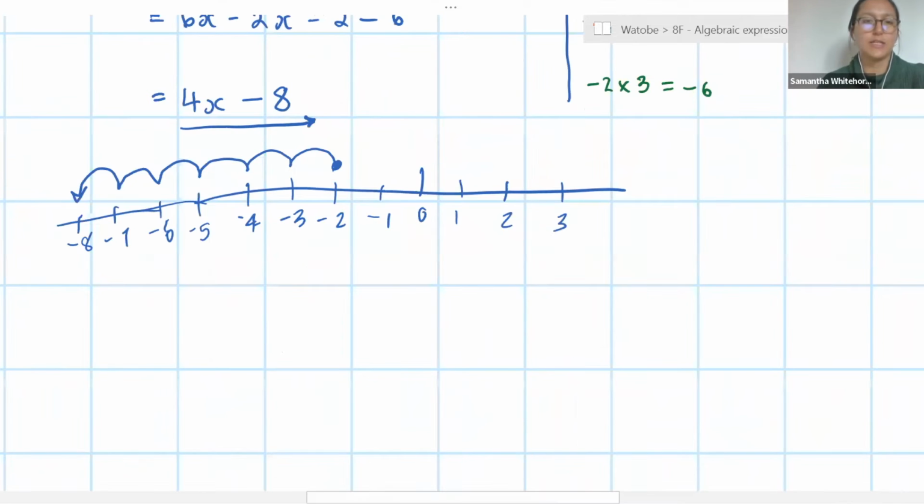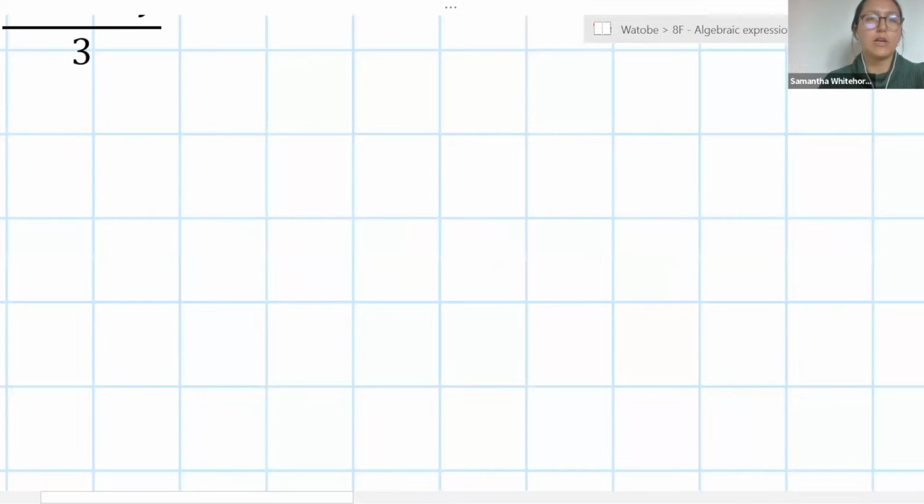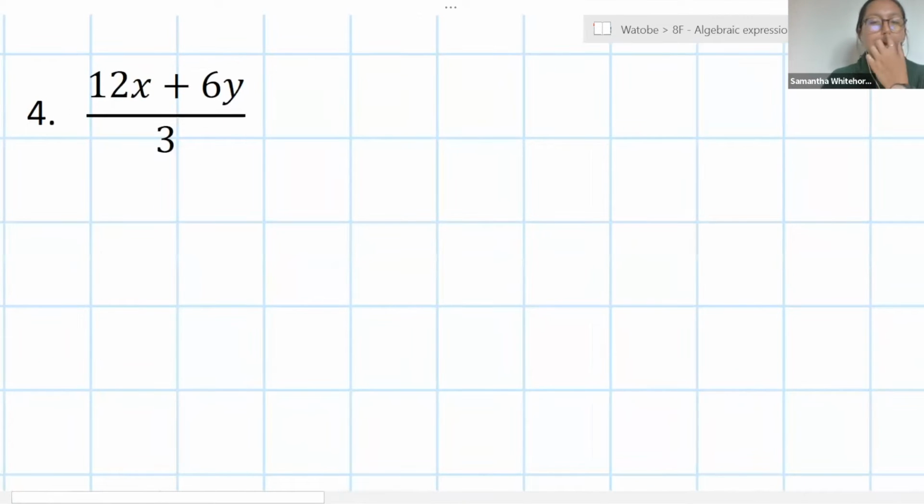Okay, guys, so let's have a look at our last one here. This is a fraction. Whenever we've got a fraction, one of the ways we can deal with it is to separate the fraction. That would be my very first step here. I'm going to separate my numerator to be 12x divided by 3 plus 6y divided by 3, because this then means I can go and simplify each fraction individually.